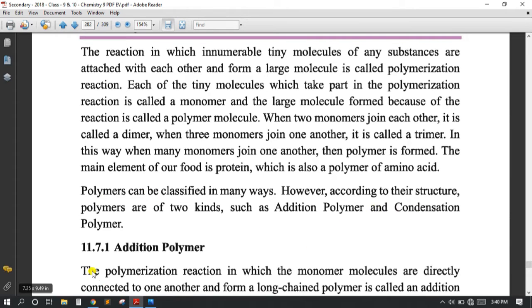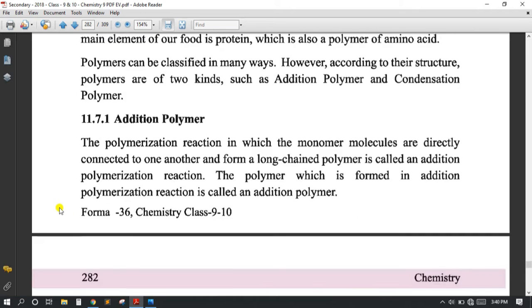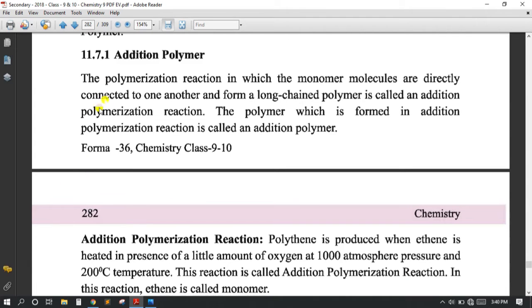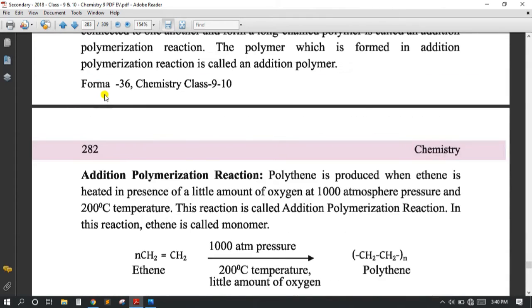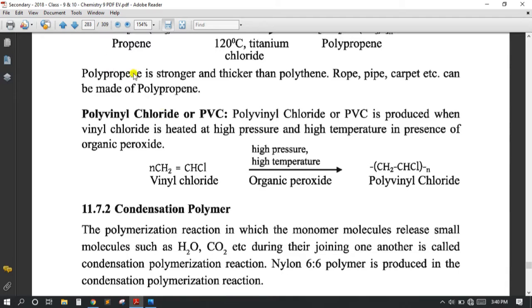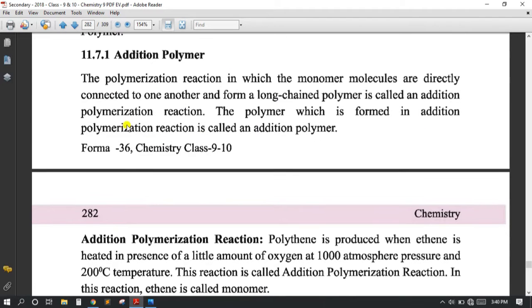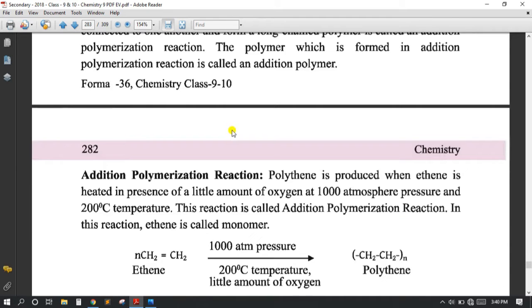However, according to their structure, polymers are of two kinds, such as addition polymer and condensation polymer. At first, addition polymer. In today's lecture I will explain addition polymer. Inshallah, in my next class I will explain condensation polymer. The polymerization reaction in which the monomer molecules are directly connected to one another and form a long chain polymer is called an addition polymerization reaction. The polymer which is formed in this reaction is called addition polymer.